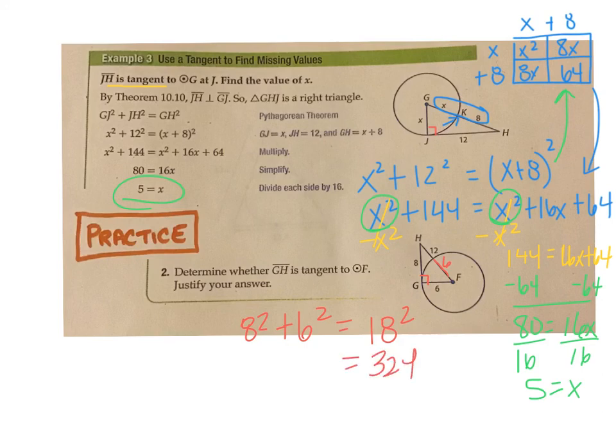And 6 squared is 36. And 8 squared is 64. And 64 plus 36 gives me 100. So it does not equal 324. So this one would not be tangent. So line GH would not be tangent to circle F.